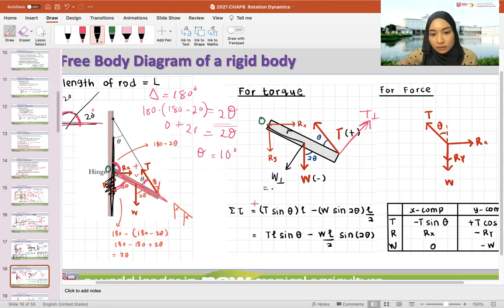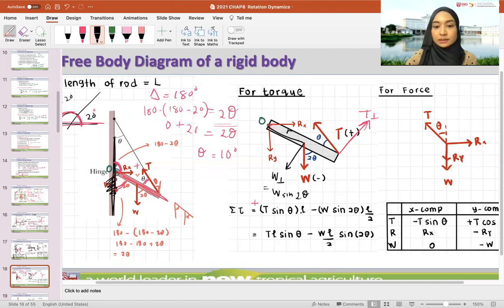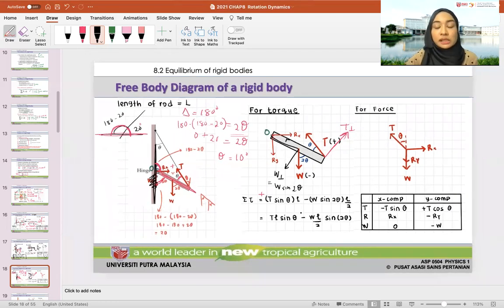This is going to be W sine 2 theta, which is what is over here. Always try to resolve your forces into its perpendicular component and then define your angle that way. It is much better. So this was a quite tricky example. This is our torque that we have. We only have 2 forces that are not acting on the axis of rotation. The reaction force we ignore because it is on the axis of rotation, therefore its torque is 0.